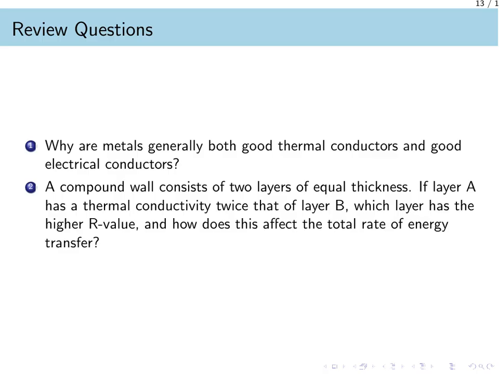We conclude with a few review questions to test your understanding. First, consider why the physical properties of metals make them good at conducting both heat and electricity. Second, think about a compound wall with two layers of equal thickness. If layer A has a thermal conductivity that is twice as high as layer B, which layer will have the higher R value? Furthermore, how would this difference impact the total rate of energy transfer through the entire wall system? Reflecting on these will help solidify the relationship between conductivity and resistance.